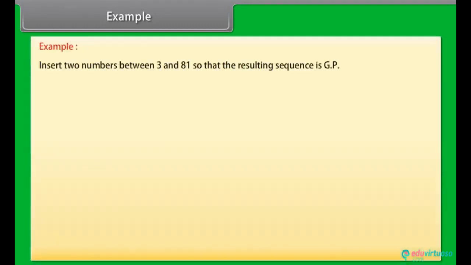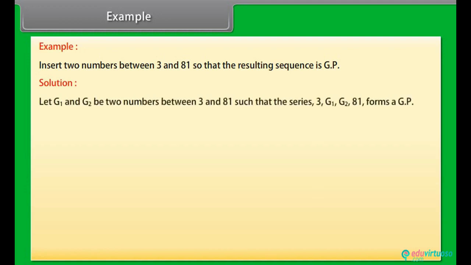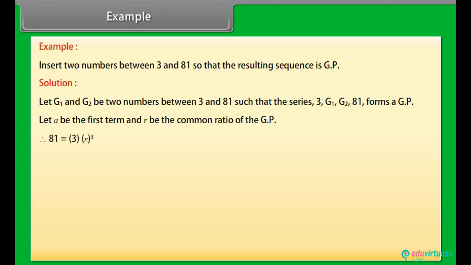Example. Insert two numbers between 3 and 81 so that the resulting sequence is GP. Solution. Let G1 and G2 be two numbers between 3 and 81 such that the series 3, G1, G2, 81 forms a GP. Let a be the first term and r be the common ratio of the GP. Therefore, 81 = 3r³. It implies r³ = 27. Therefore, r = 3, taking real roots only.